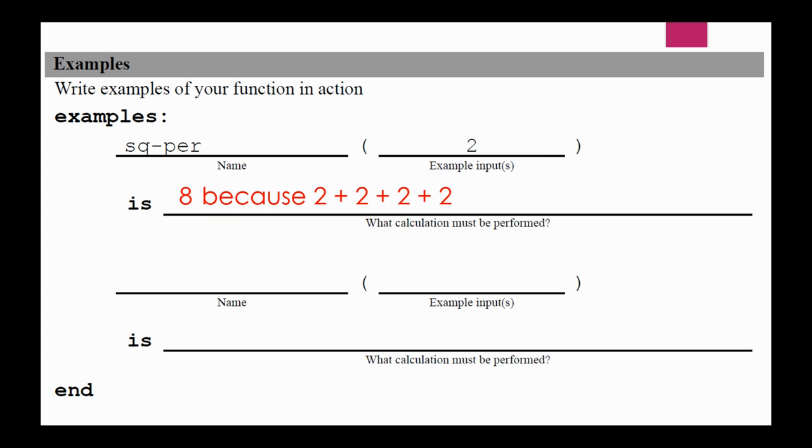It's because 2 plus 2 plus 2 plus 2 is 8. Square has 4 sides. Each side has a length of 2. We're going to add them all together. So in this line, we are going to write 8 because 2 plus 2 plus 2 plus 2. Now remember, there are spaces in between those pluses. So now take a minute and fill in your own example.